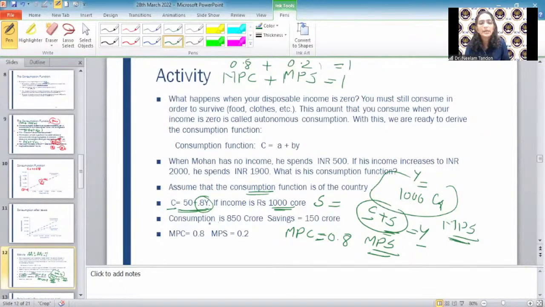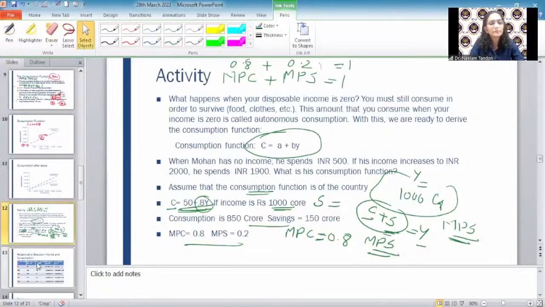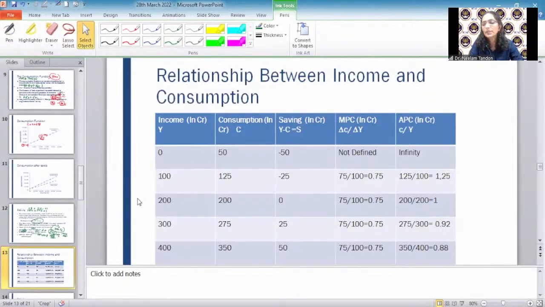Another question is that they have given consumption, and MPS and MPC are given. So through this equation, if you have to calculate, you will be able to calculate. And what is your basic equation? This is your basic equation of consumption. Okay, there are many questions which are given, and we will be sharing that. So this is the consumption function.